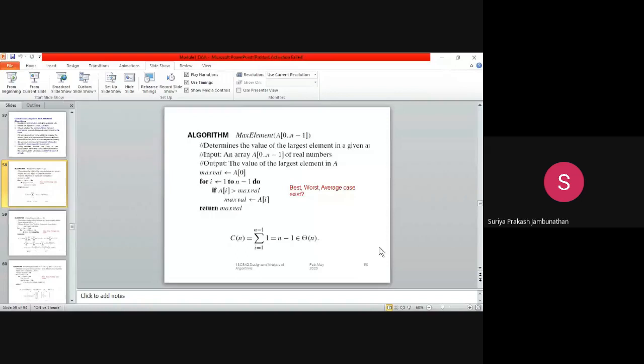Next, we are deciding the max value. We are starting the algorithm from here. Max val is a temporary variable we are creating, and in that variable we store the value at the 0th position, A of 0. As I told, A of 0 is 5, A of 1 is 10, A of 2 is 15, A of 3 is 20, A of 4 is 25. So in this case, A of 0 is 5, and that will be stored in max val.